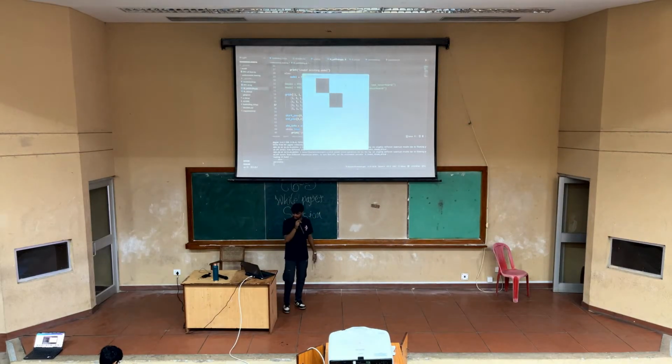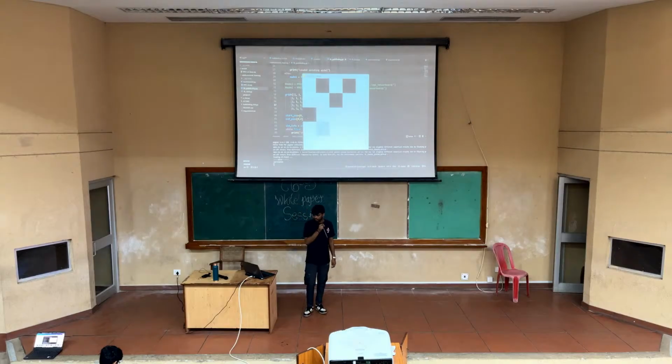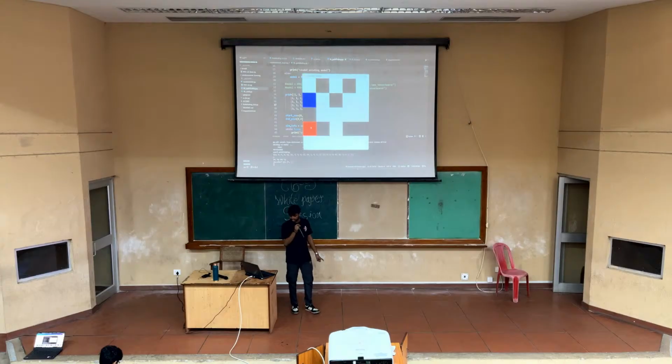So here is the visualization. I have made the model and trained it. Green is the starting point and the red is the ending point. This is reinforcement learning in action.